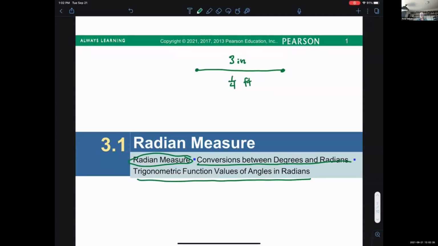Or maybe I would use centimeters. Maybe this comes out to be like 7 centimeters. That's probably not right, but something like that. So you can measure the exact same thing different ways. You can measure distance in feet, inches, miles, centimeters, kilometers. You can measure time in seconds, hours, minutes. These are all just different units for measuring the same thing.